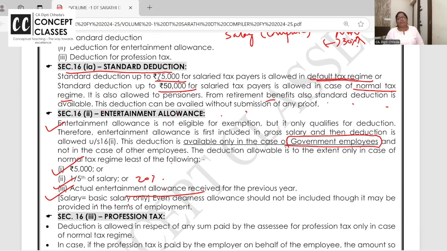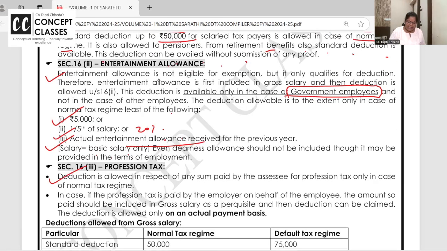Is this clear to all of you? Entertainment allowance may say only deduction allowed to the government employees: 5,000 or 1/5 of salary or actual entertainment allowance. And next is profession tax. See, profession tax, every employee should pay, right?